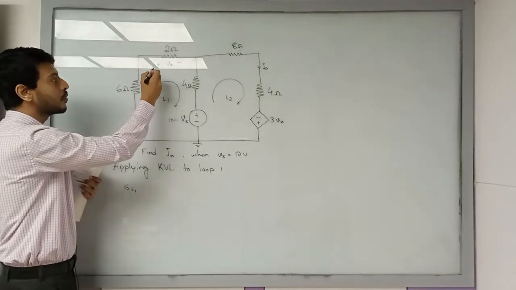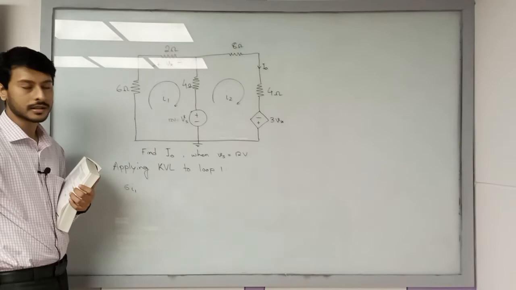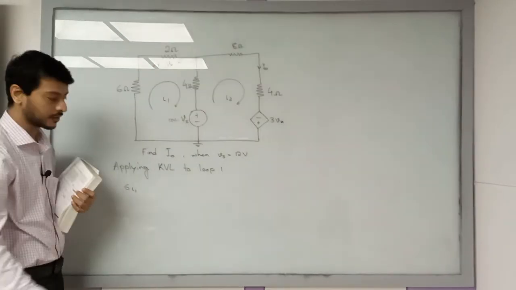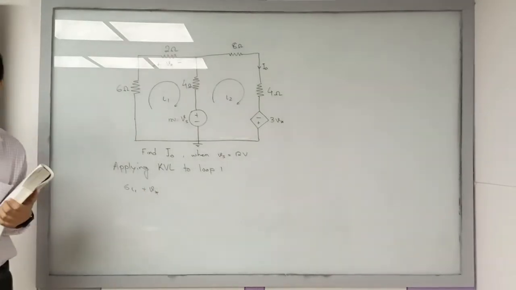And this I1 current is entering this positive end, right? So as it is entering, this voltage should be positive. So you have to consider it to be positive, okay?